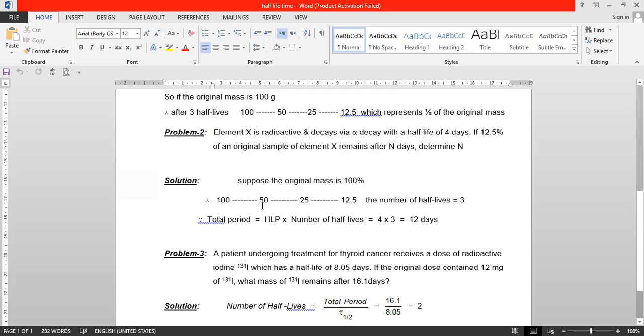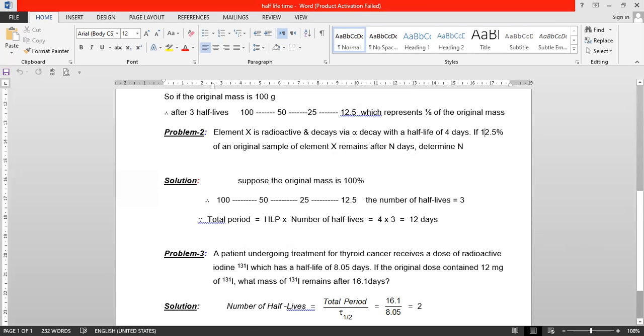100 divided by 2, 50, 50 divided by 2, 25, till we reach 25 divided by 2, 12.5, which is the mass that remains. So we pass by three half-lives. So direct substitution in the rule, half-life period times number of half-lives, which is equal to 4 times 3 equals 12 days.